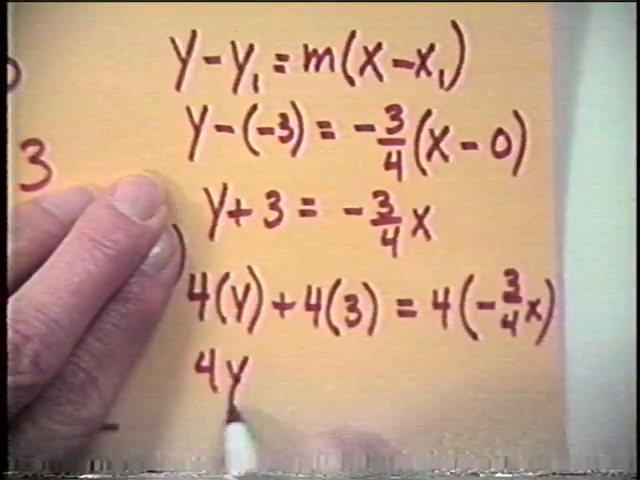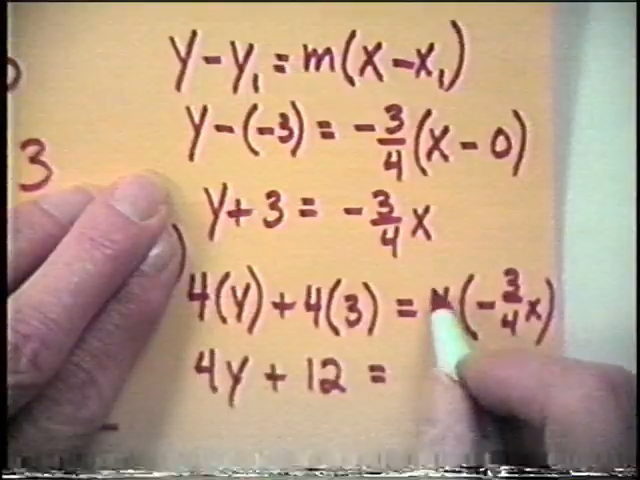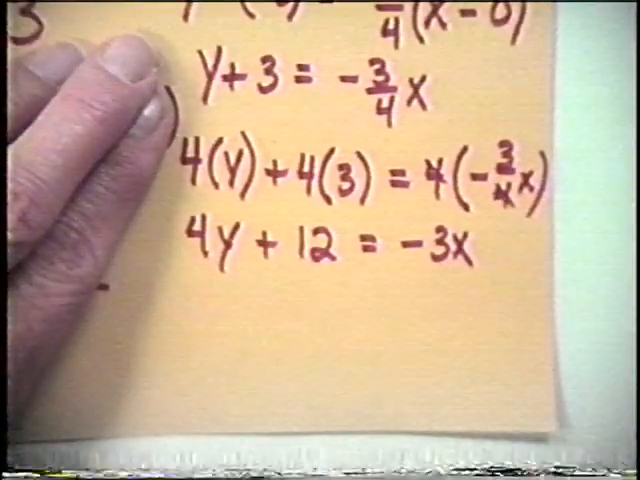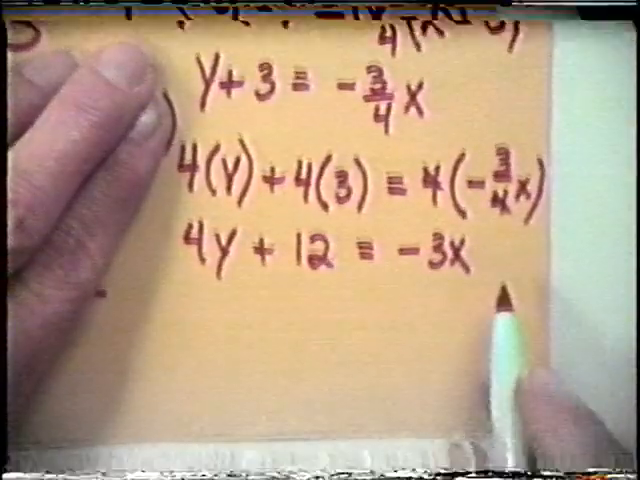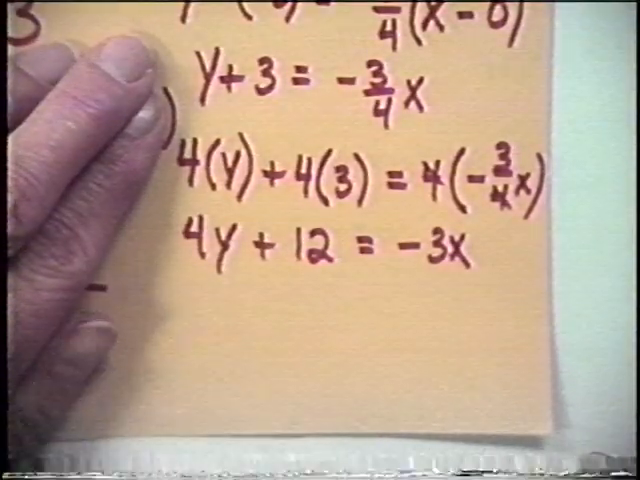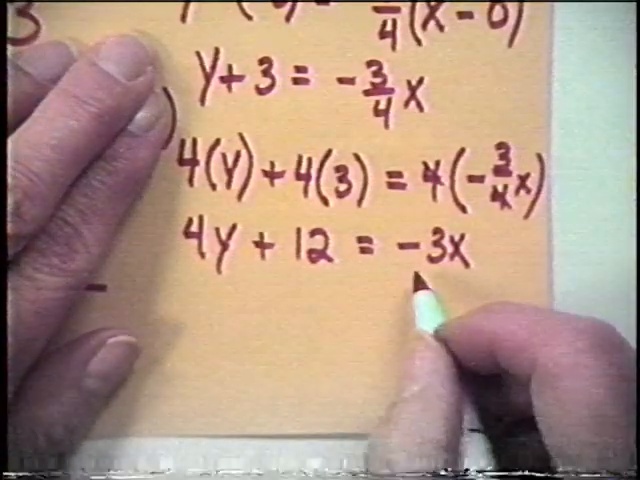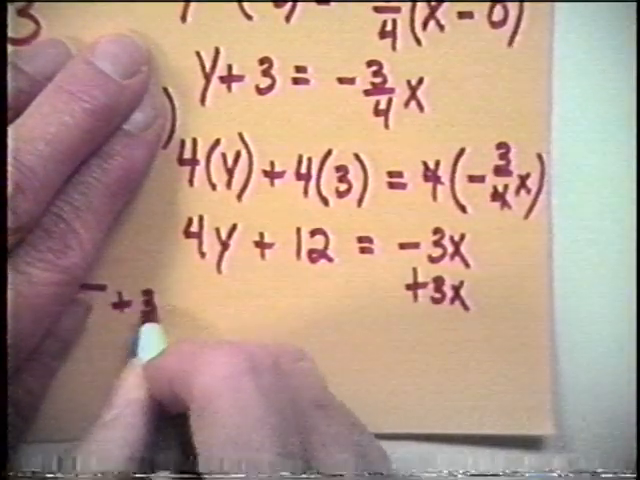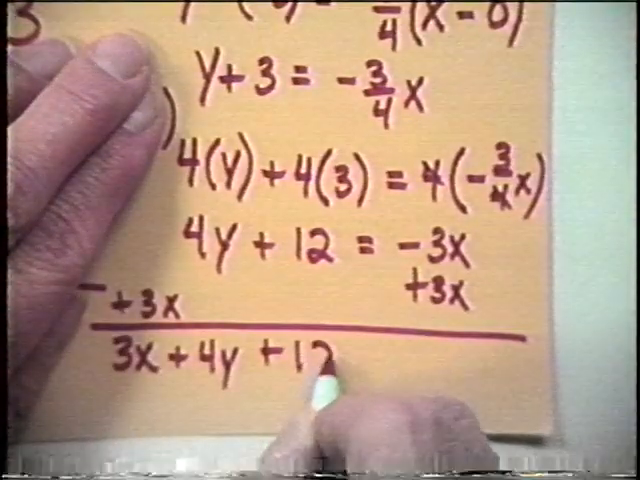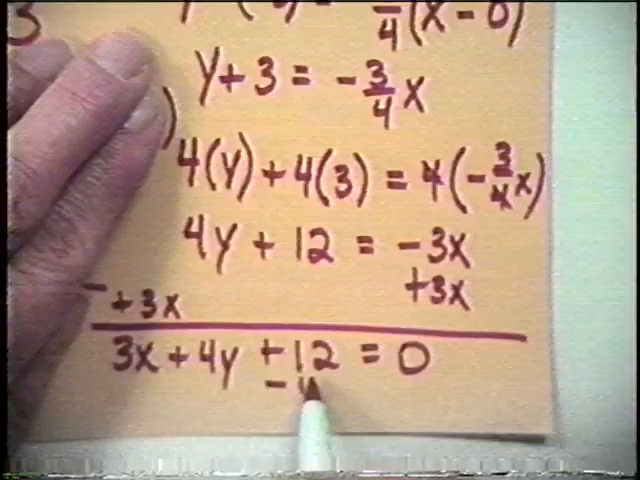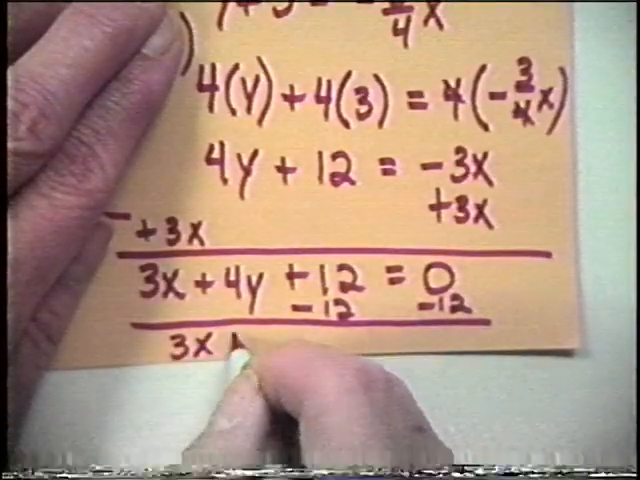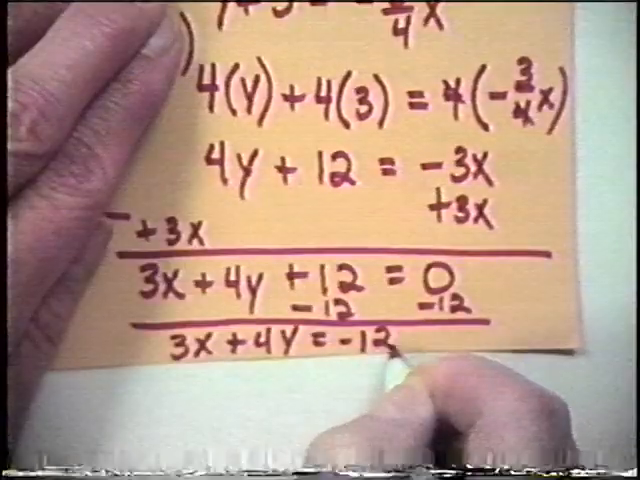And so we'd have 4y plus 12 equals negative 3x. Now, what did you do next? Move the x, move the 12, move the y, whatever. It's your choice. Okay, so add 3x to both sides. Then I'd have 3x plus 4y plus 12 equals 0. Then I'd have to move the 12, right? You could do it in the same step if you wanted to. Answer: 3x plus 4y equals negative 12.